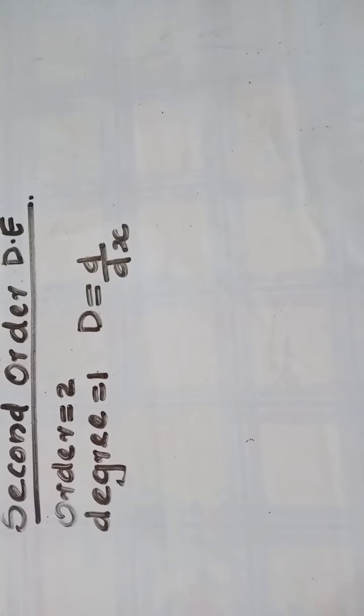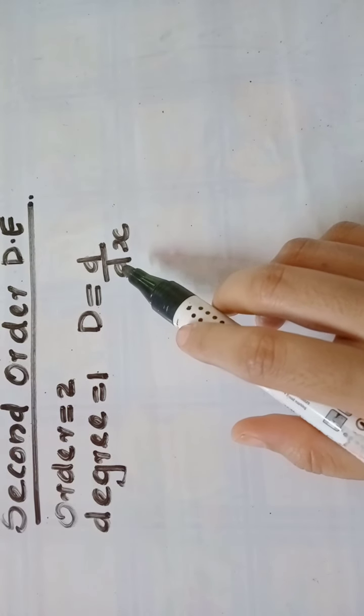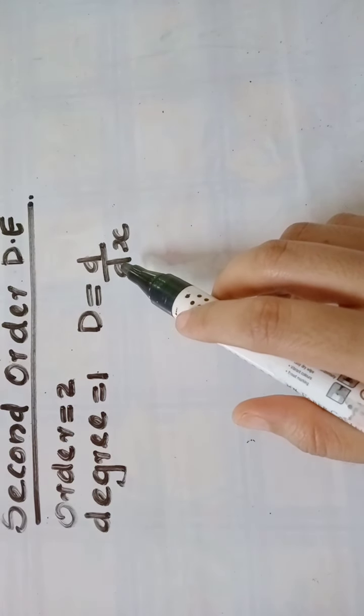Today we are discussing mathematical physics, second order differential equations. What do you mean by a second order differential equation? That is, the order is 2 and the degree is 1, and it's a function of D, that is a derivative with respect to x or any variable.